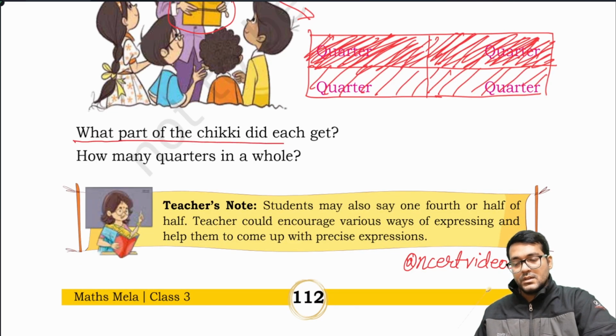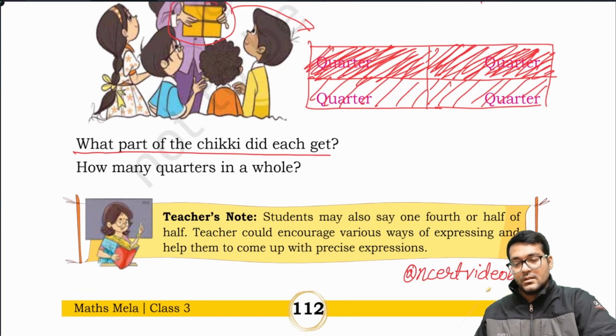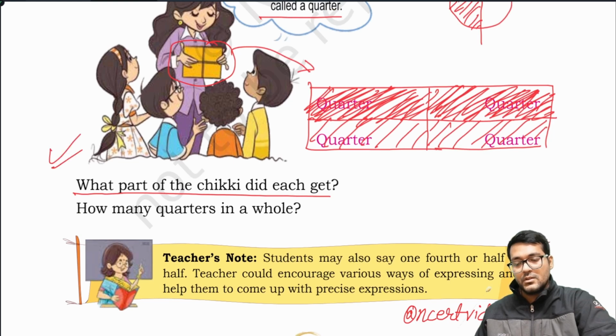What part of the chicky did each get? There are 4 children and you can see there are 4 parts. So each child will get 1 quarter. How many quarters in a whole? 4 quarters are there in a whole.